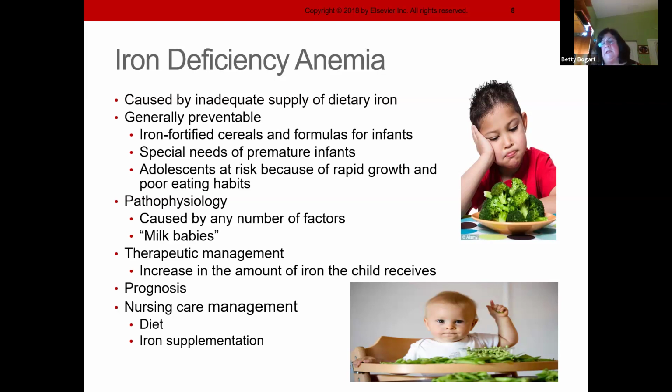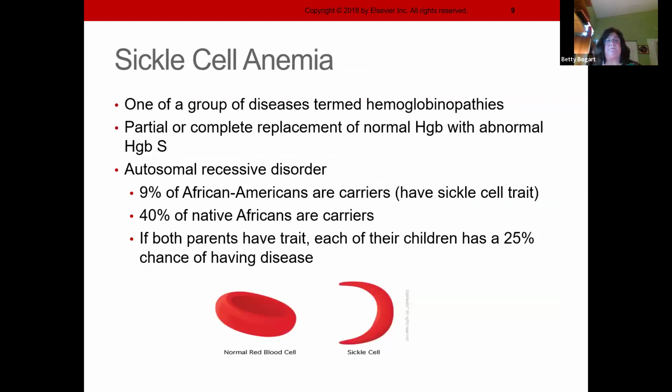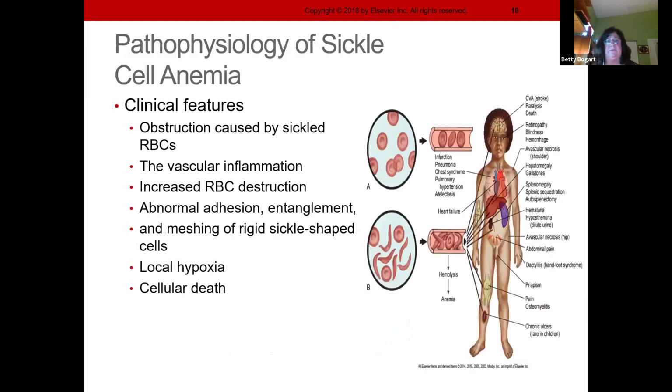And the other way to give it is iron dextran. It's the IM Z-track, iron injections. Those can help too. So depending on the child, et cetera, the doctor will order what they need. Now, sickle cell anemia, there is traits, which means you don't have a disease, but you can pass it on. Okay. We know it's the African Americans, Native Africans, the carriers are there. And if both parents have a trait, 25% of those children have a chance of getting the disease.